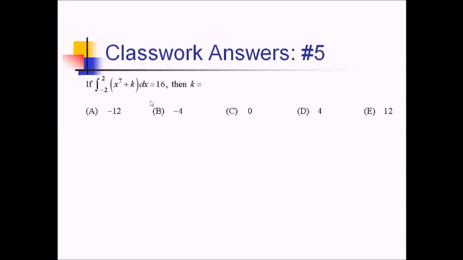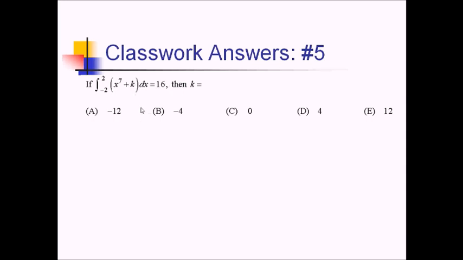For this one, we've got this integral of x to the 7th plus k equaling 16. We want to know what k is. So to start this one off, I'm just going to use my FTC integral evaluation to expand and evaluate this integral here. I'm going to get some big expression that has a k or 2 in it, and then I'm going to have to use the fact that that equals 16 to figure out what k is.